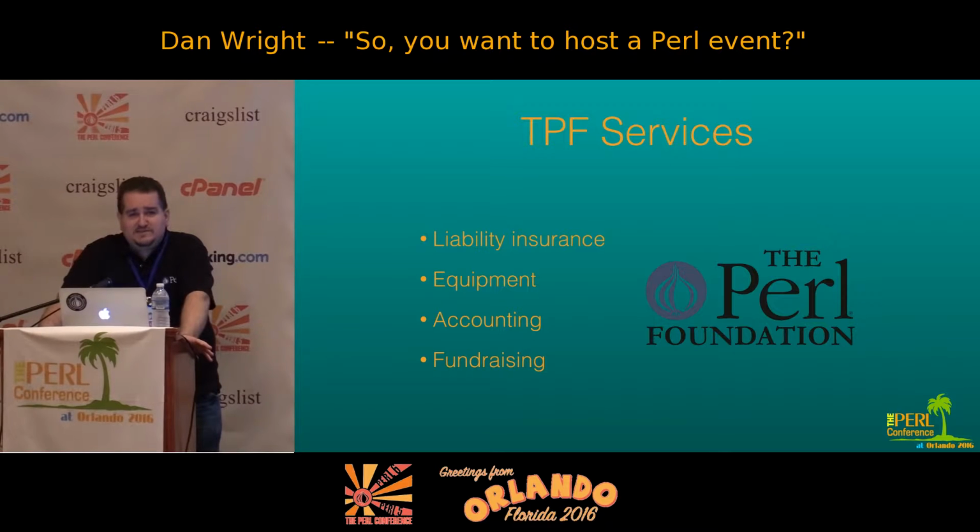There are a number of things that TPF can help you with along the way. We have a liability insurance policy carried by the Perl Foundation. It's a $2 million single incident, $4 million aggregate insurance policy, which is what a lot of venues are going to expect from you. If you're running a conference, it doesn't matter if you're on a university campus or in a hotel, they're going to expect you to have your own insurance in case somebody should happen to get hurt. And you'll have to provide that proof of insurance, and that's something that TPF can help you with.